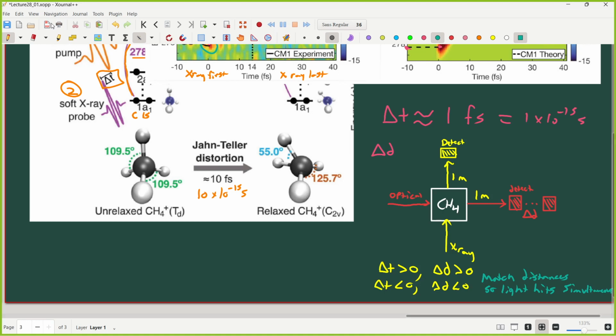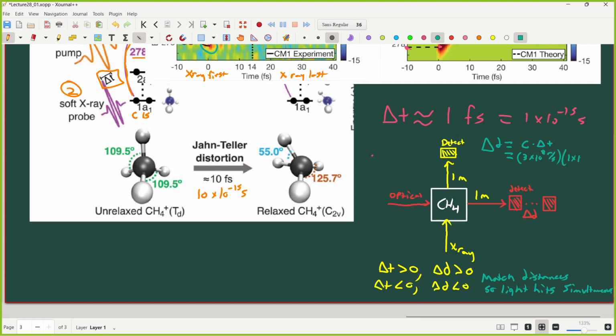So what does the distance need to be? Well, the light is moving at the speed of light, so let's think about it. The speed of light is distance over time, so the distance we need is going to be c times delta t, the speed of light times the time. And that's going to be roughly 3 times 10 to the 8 meters per second.